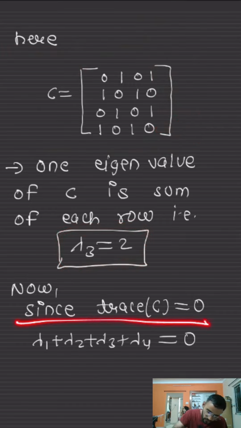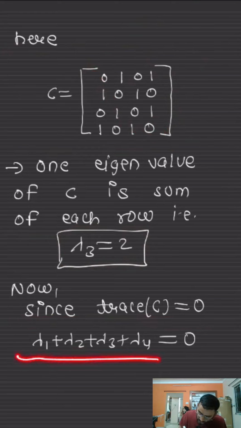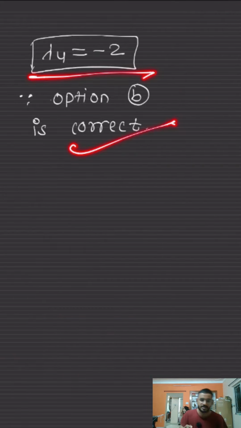Now if we see the trace, which is the sum of the diagonal elements, the trace is 0, which means the sum of the eigenvalues is 0. Lambda 1 is 0, lambda 2 is 0, lambda 3 is 2, hence lambda 4 we get is minus 2. Hence option B is correct. Thank you.